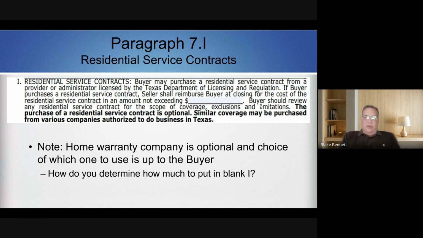Here's the residential service contract. It's a home warranty company, is optional. And the choice of which one is up to the buyer. The buyer gets to decide, just like in residential contracts. How much do you put in the blank? Generally, you're going to find out how much is a home warranty. You're going to put that in. The buyer can use up to that amount.